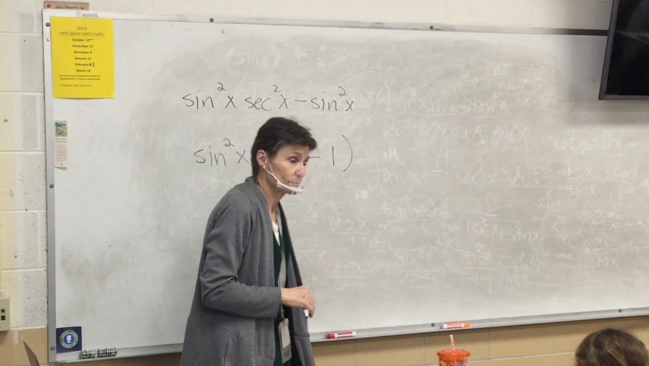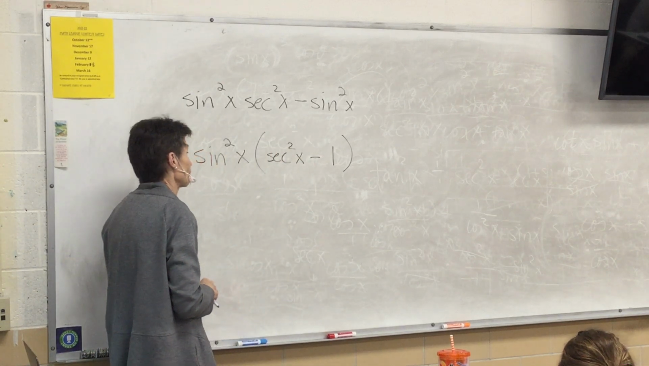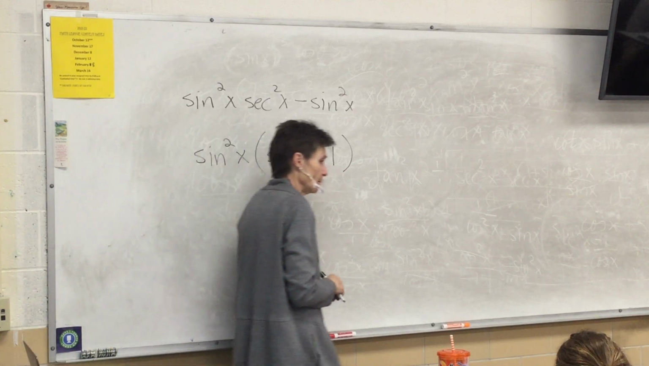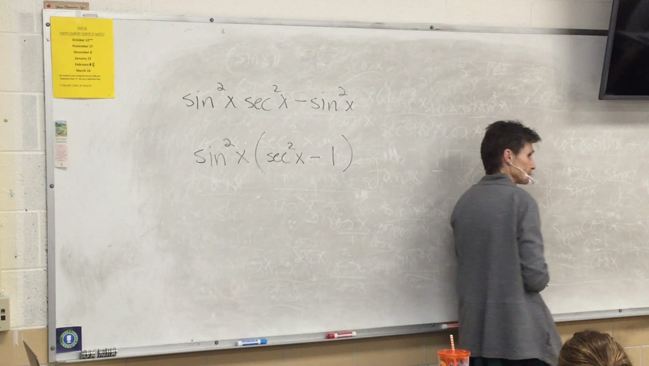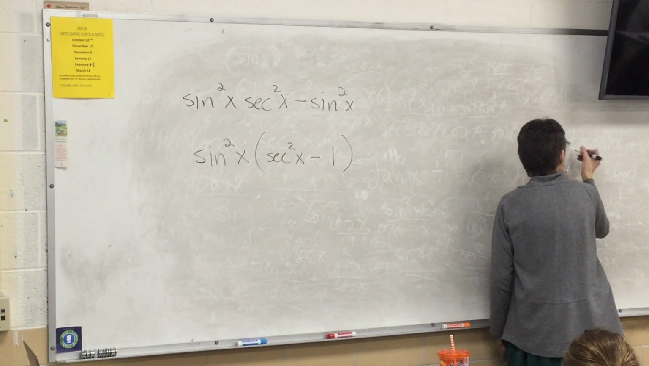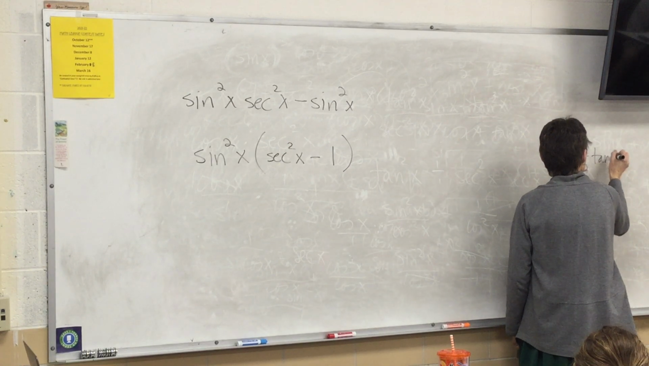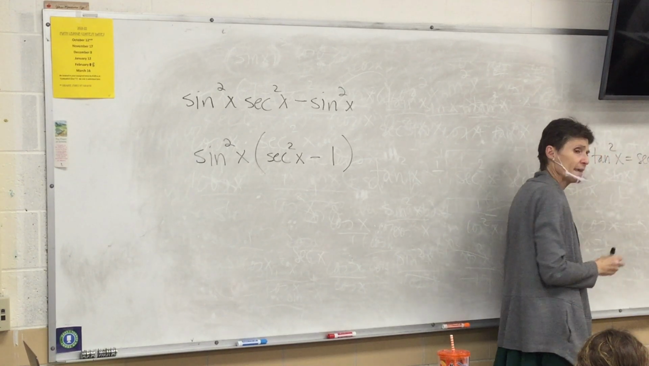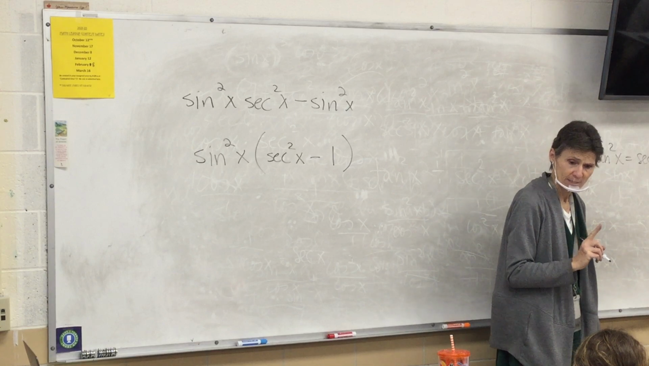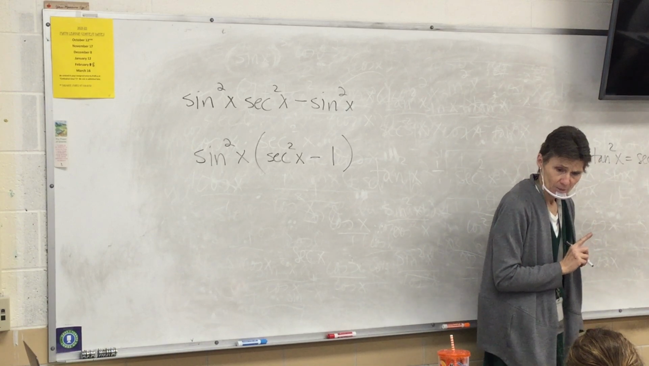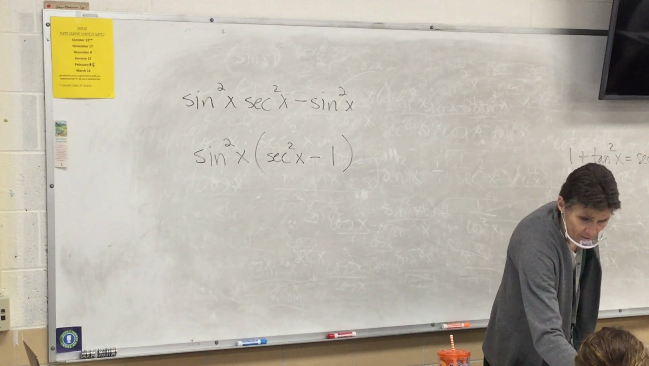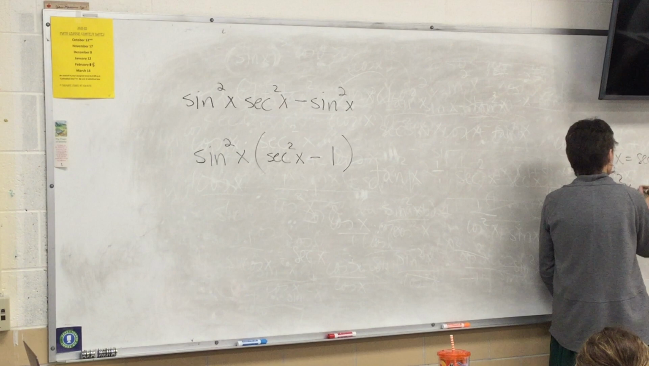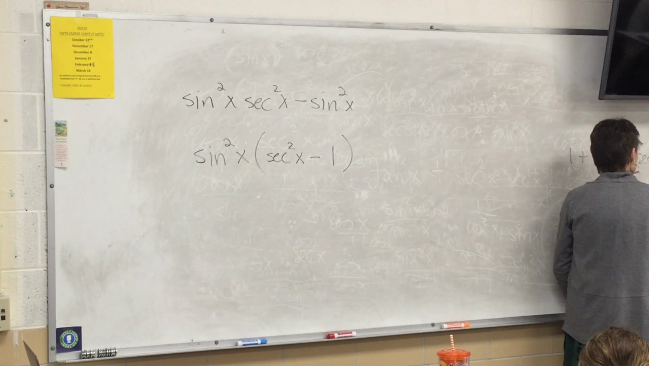Right? Okay. Now I'm looking on my sheet, and there's something on my sheet that says 1 plus tangent squared equals secant squared. What does it say right under that? I think I had you write something right under that. Did you write something right under it? Tangent squared equals secant squared minus 1.